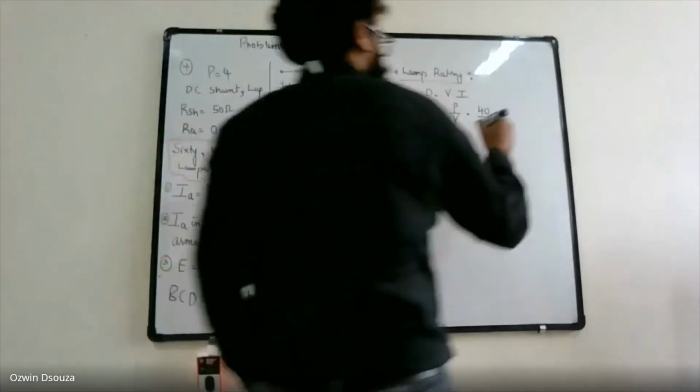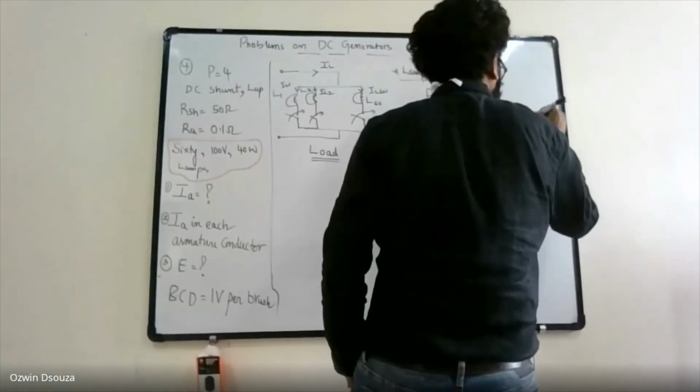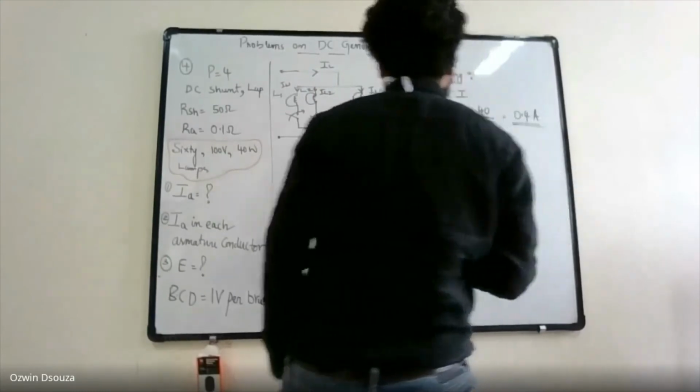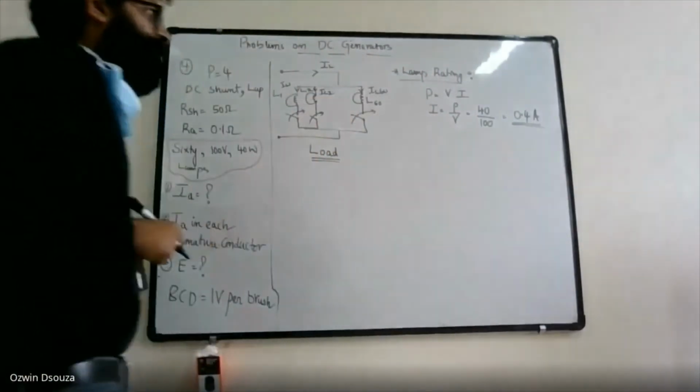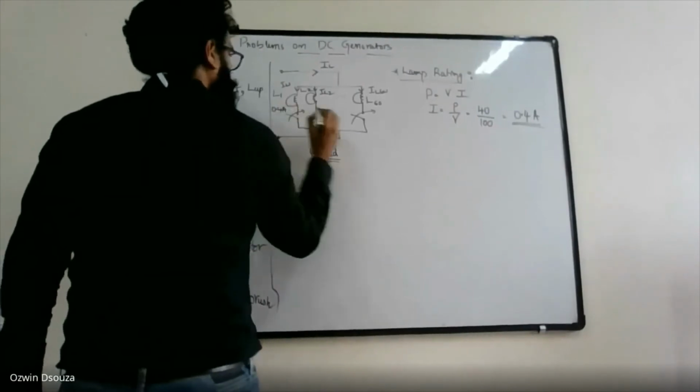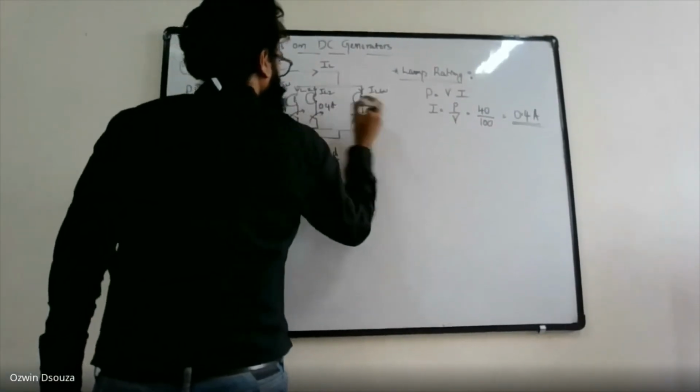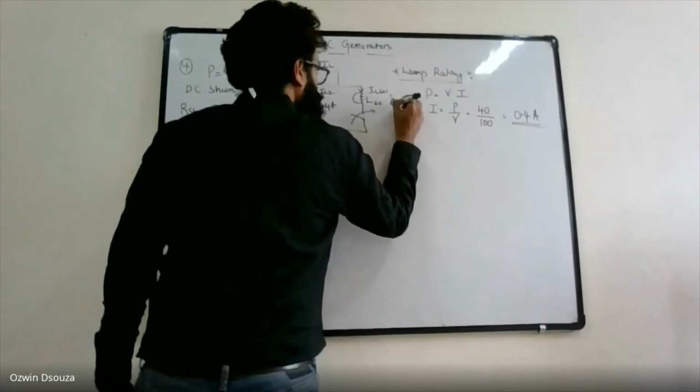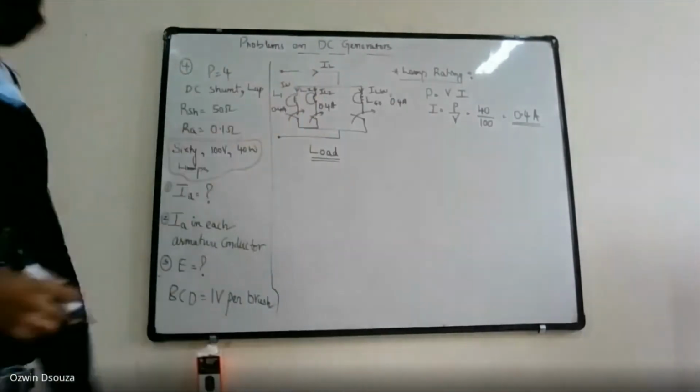So 0.4 ampere. Each lamp is drawing 0.4 ampere. So this draws 0.4, this draws 0.4, and even this draws 0.4. So what is the total current drawn?